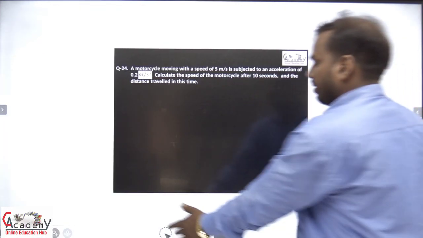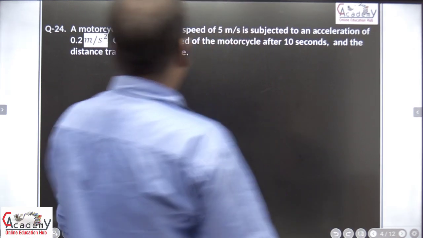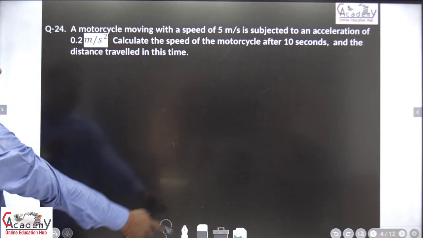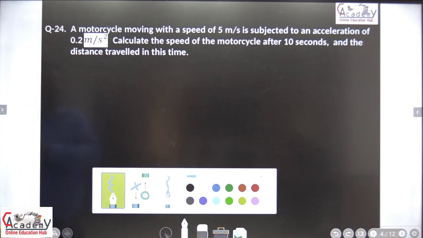Next question is question number 24, which is related to your Asian book. All the questions are related to the Asian book.